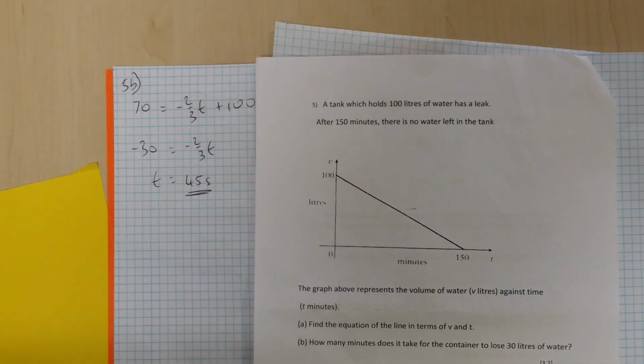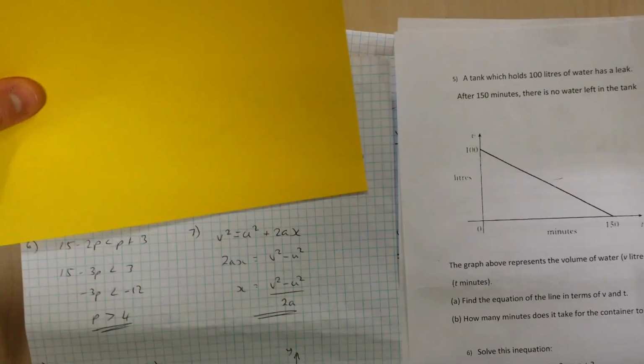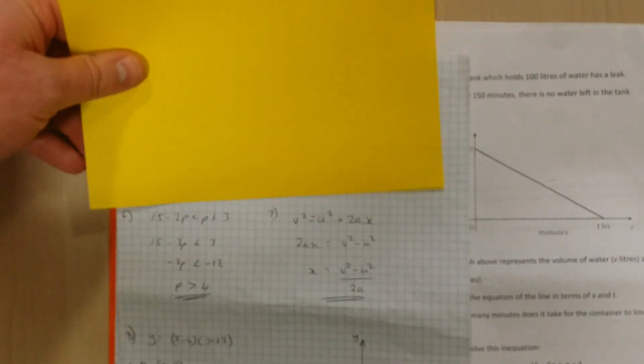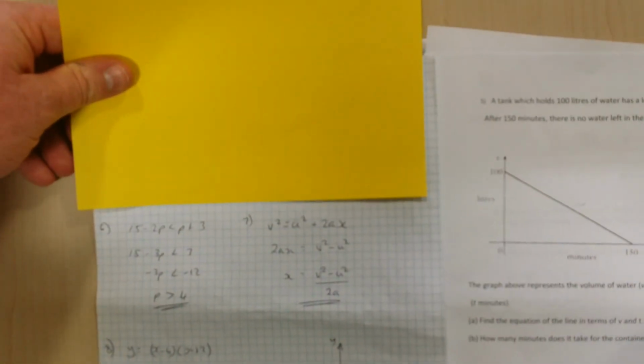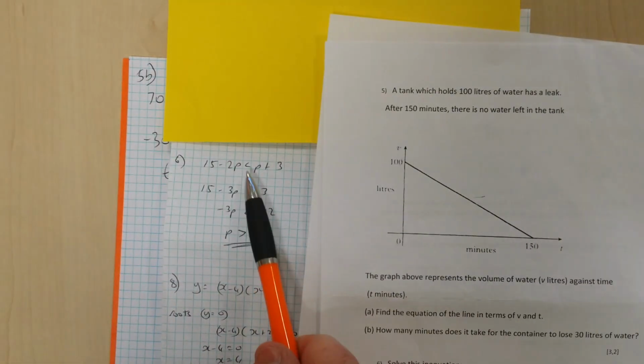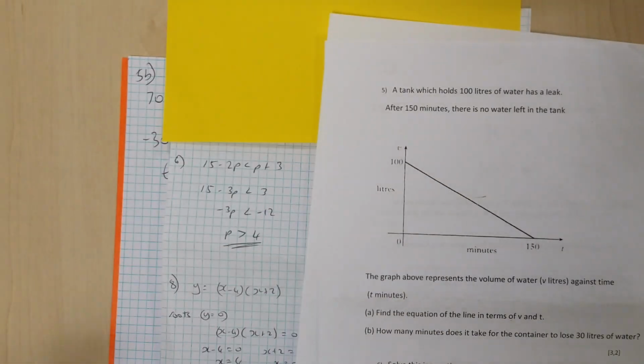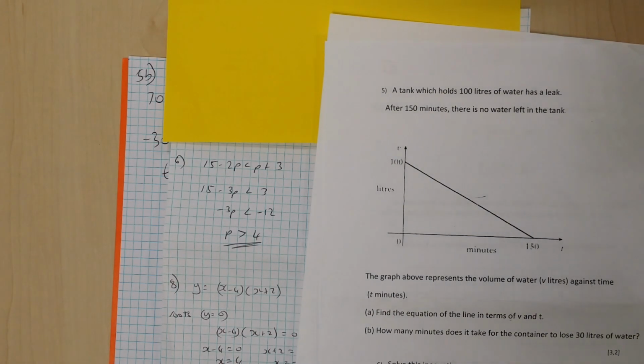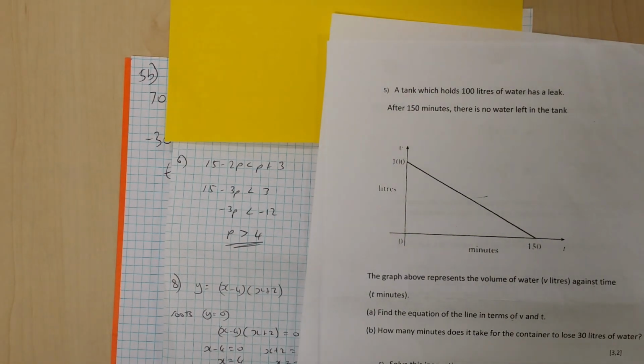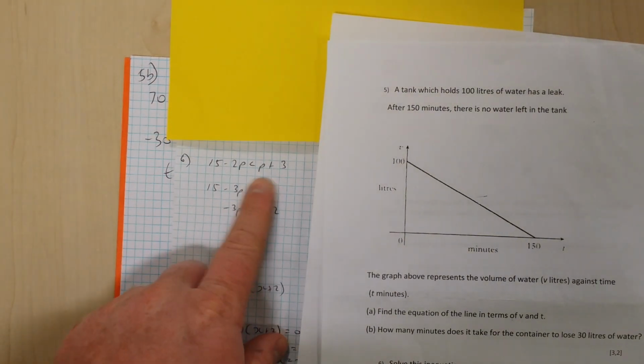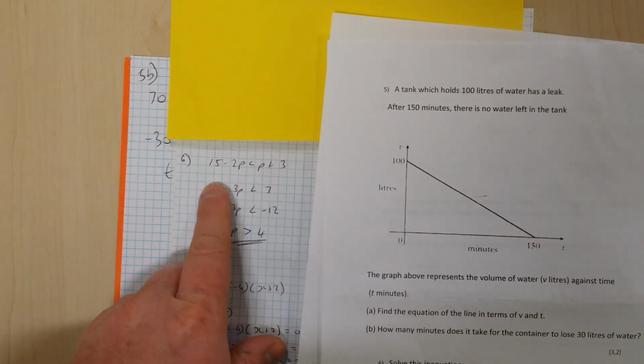Question number 6. I've got to solve this inequation. An inequation is very similar to an equation, except that instead of an equal sign, I've got less than, more than, less than or equal to, or more than or equal to. And I just treat it like an equal sign. I keep it the same. I want all the p's on one side, I want all the numbers on the other side.